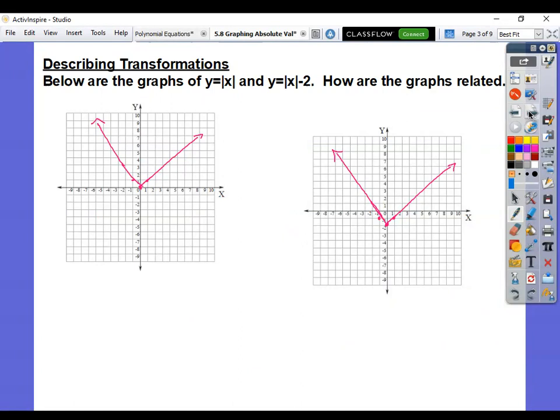Okay, next page. Describing transformations. Below are the graphs of y equals absolute value of x and y equals absolute value of x minus 2. How are the graphs related? Well, look at how the vertex changes. The vertex is this point. It went down 2 units. That's how you would describe the transformation.